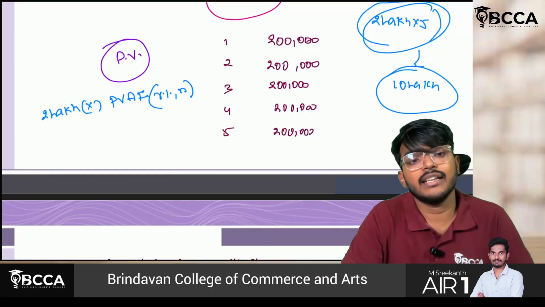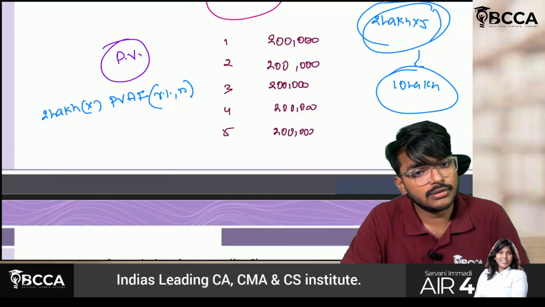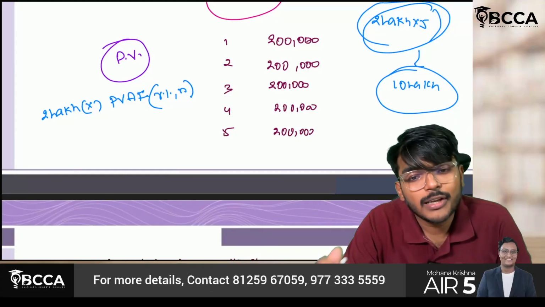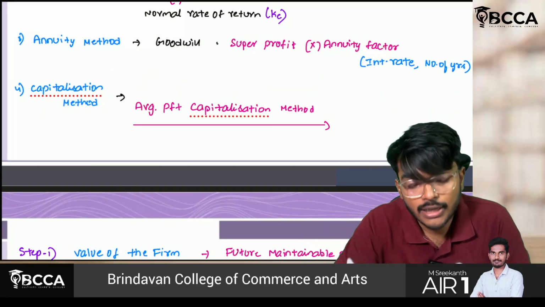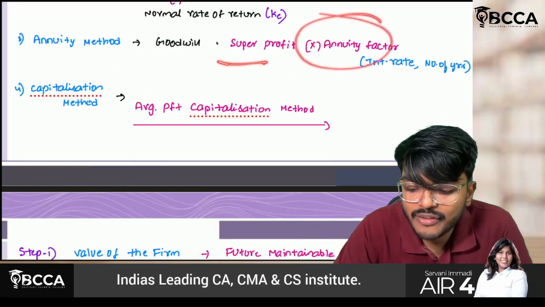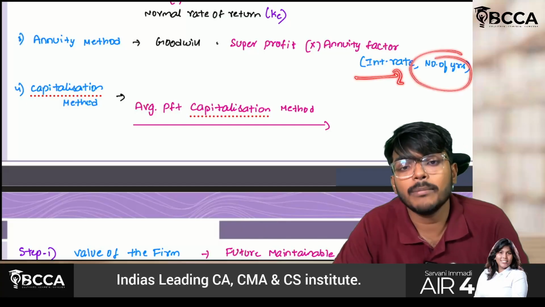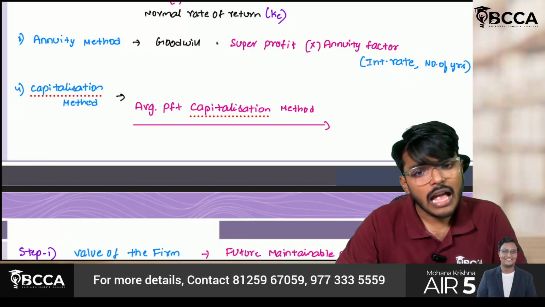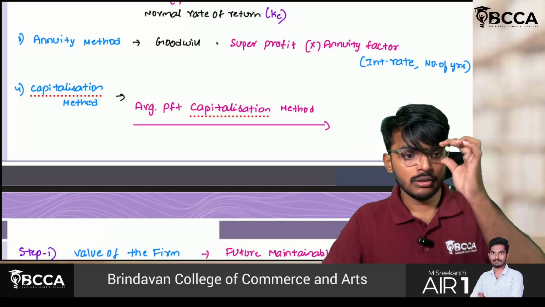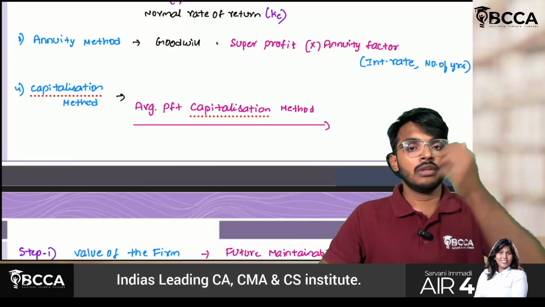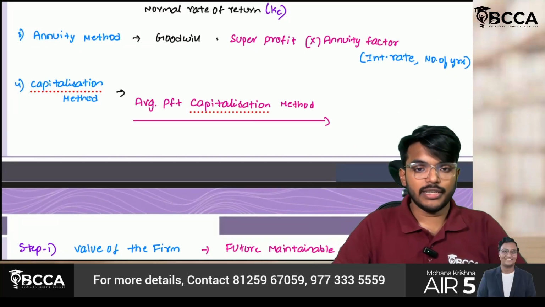At R% for n years you have to take. Please consider time value of money. That's it, your annuity method formula will be completed. Super profit, annuity factor, interest rate, number of years you have to take. I hope you know how to calculate the annuity and all. Okay? Yes, sir. So this formula is also clear.